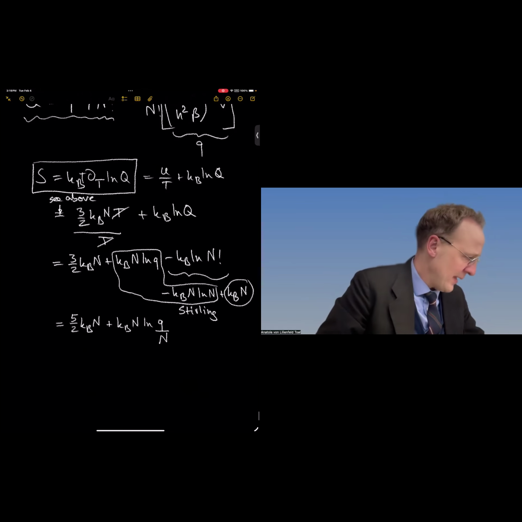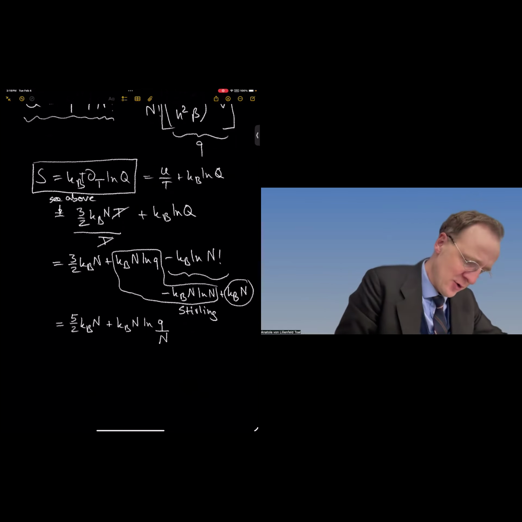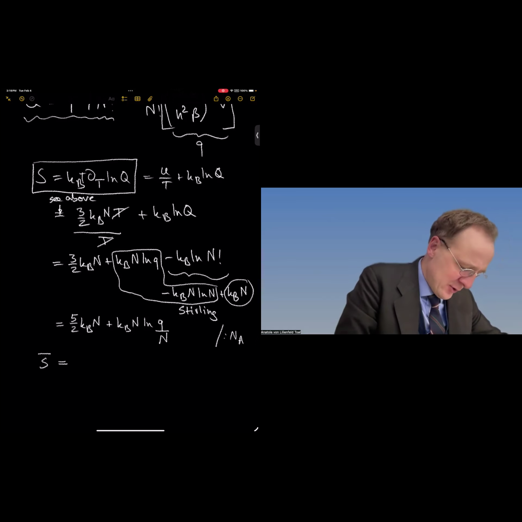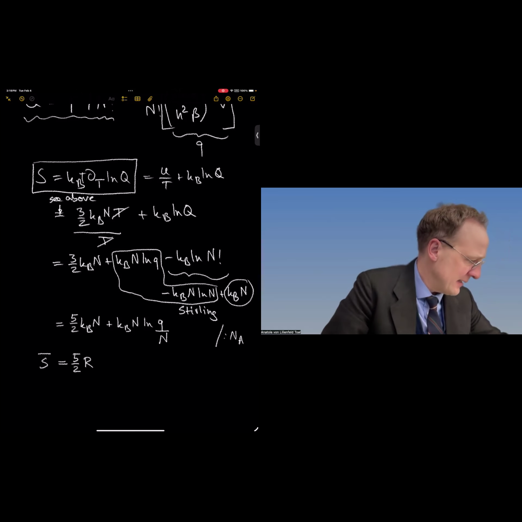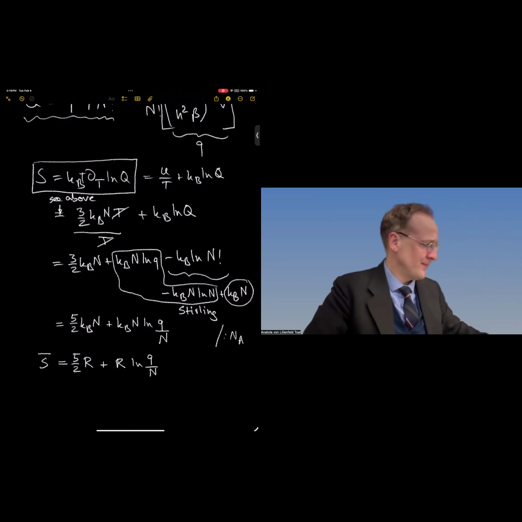Now, as a next step, I'd like to move to the molar entropy. So dividing everything by Avogadro's number, we then obtain for the molar entropy 5/2 R, the ideal gas constant, plus R logarithm Q over N.